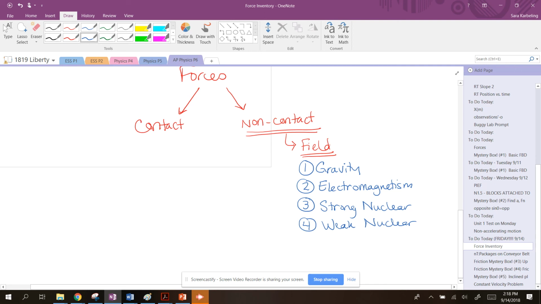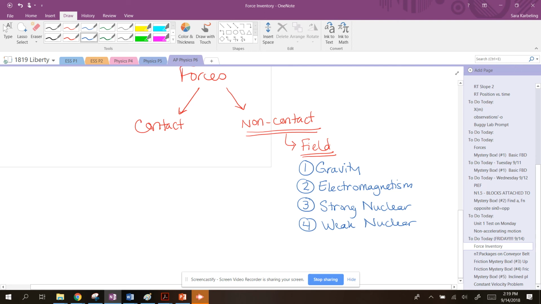The weak nuclear force is a little less strong than the strong nuclear force, but it's a whole lot stronger than gravity. We think gravity is really strong, right? Because it pulls us down. It's not that strong. It's the weakest of all four. It's weird.